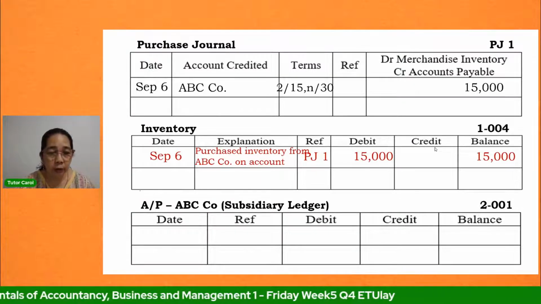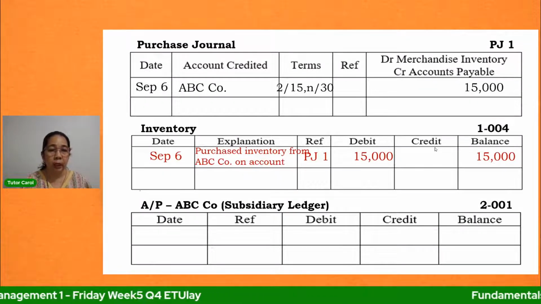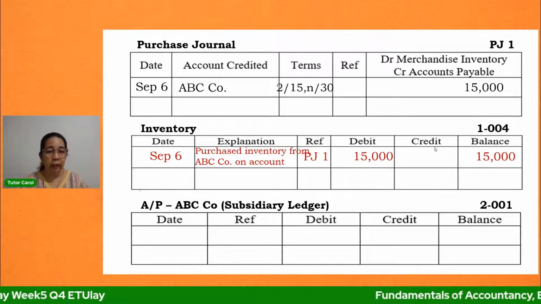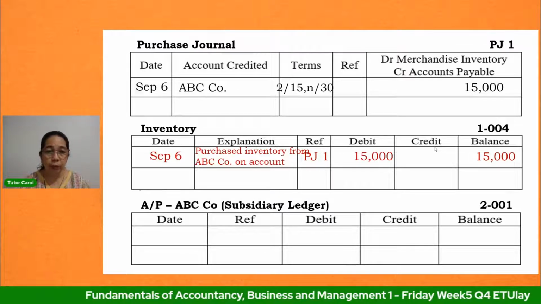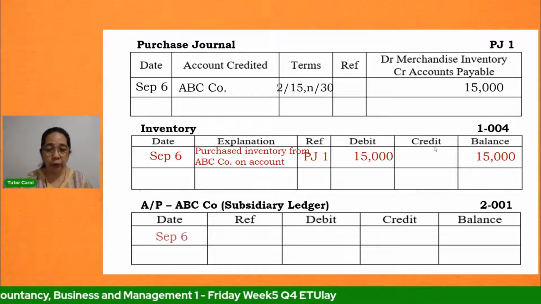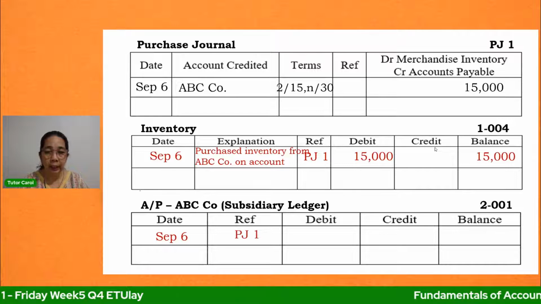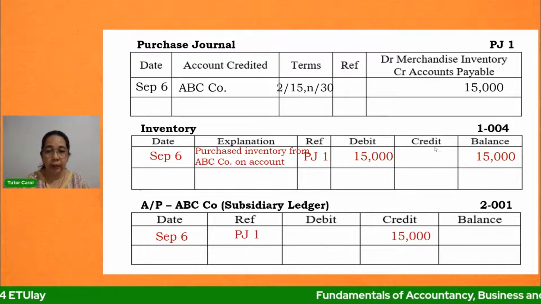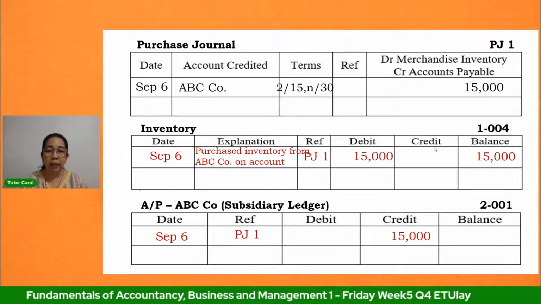And then here in the subsidiary ledger, accounts payable, ABC Company, it is the same. Copy the date, September 6. And then your reference, purchase journal, page 1, amounting to 15,000 pesos. Credit balance, because your debt increased. So just forward the balance too.